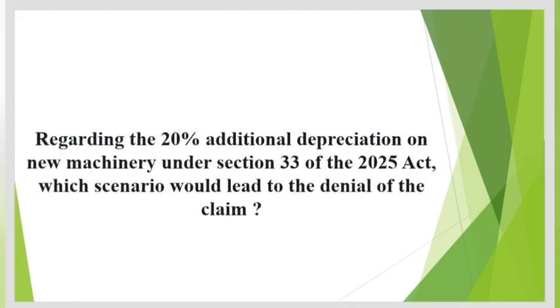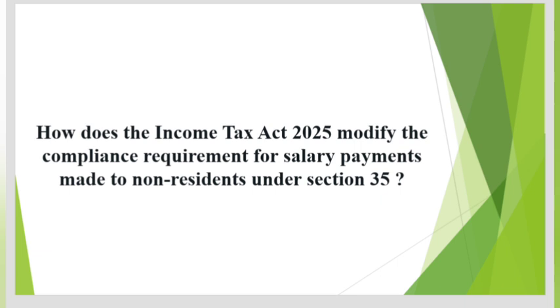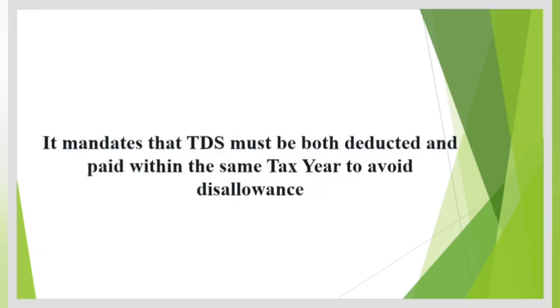Question 3. Regarding the 20% additional depreciation on new machinery under Section 33 of the 2025 Act, which scenario would lead to the denial of the claim? The answer is the machinery was used for a non-business purpose before being deployed for business operations. Question 4. How does the Income Tax Act 2025 modify the compliance requirement for salary payments made to non-residents under Section 35? It mandates that TDS must be both deducted and paid within the same tax year to avoid disallowance.